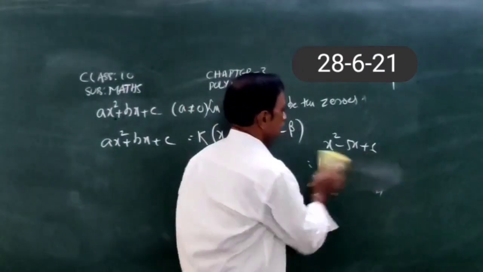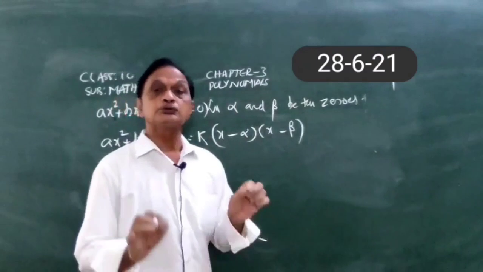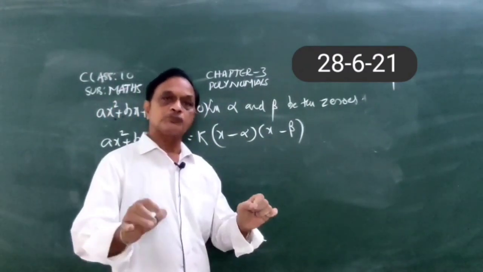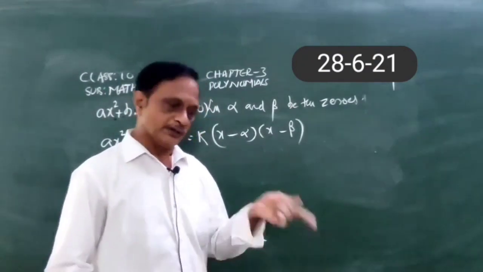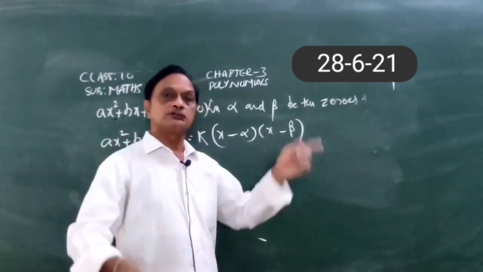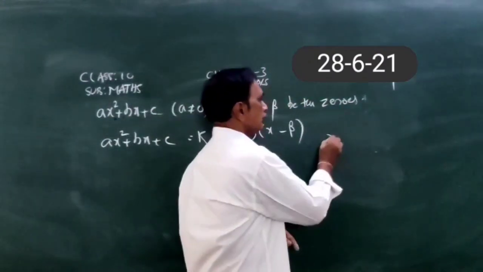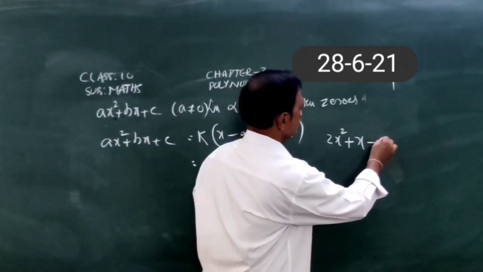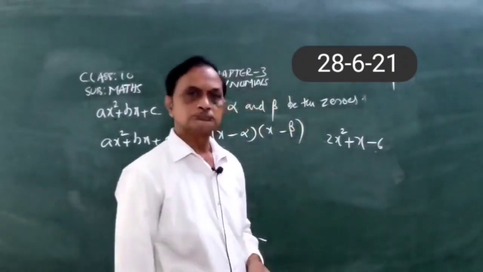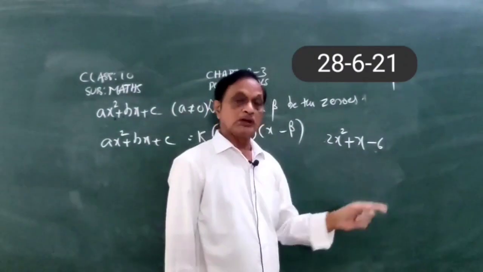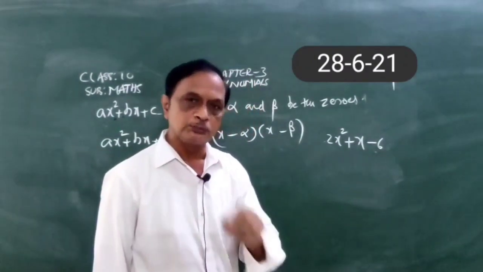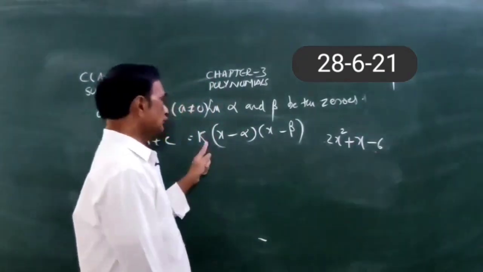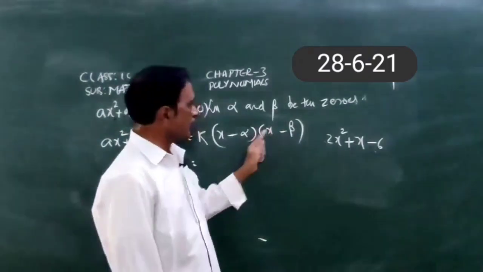Now I will give another example. I am going to show that a quadratic polynomial can be written in the form of k into x minus alpha into x minus beta, where k is constant, where alpha and beta are the zeros of the quadratic polynomial. Now we see 2x squared plus x minus 6. It is a quadratic polynomial. Now I am going to express that in the form of k into x minus alpha into x minus beta, where alpha and beta are the zeros.